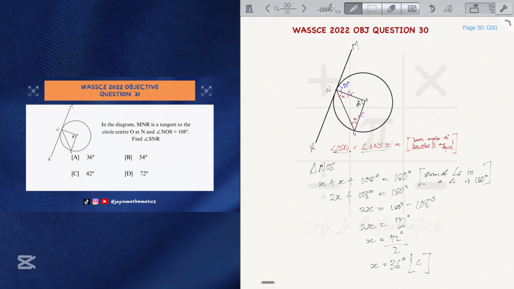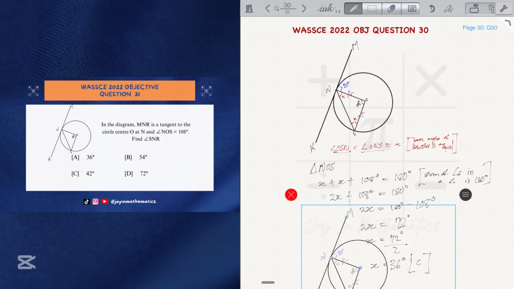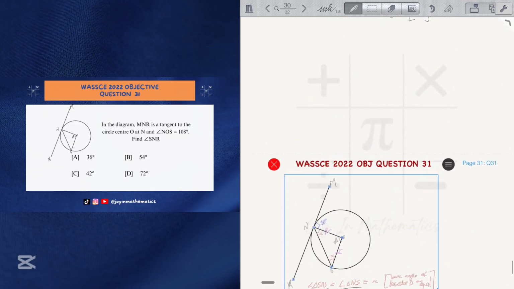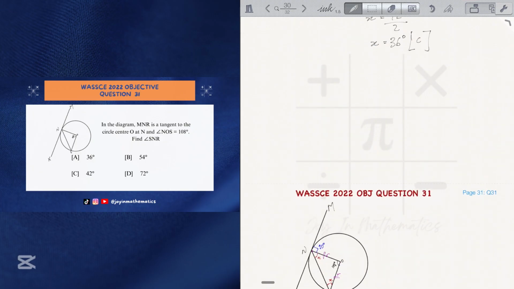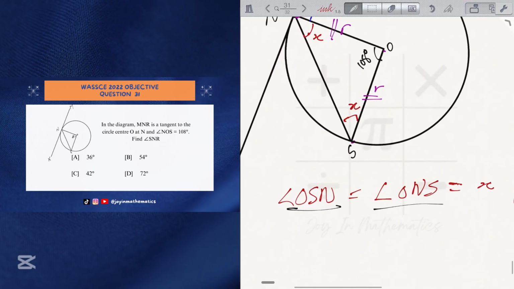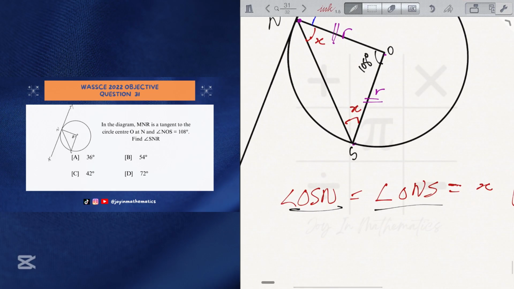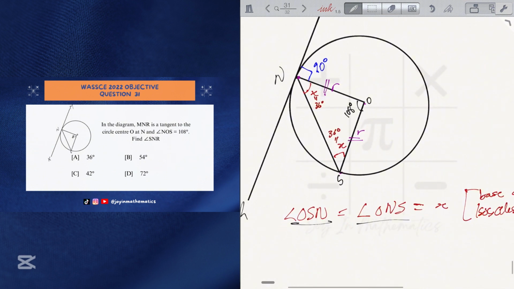So let's just duplicate what we have here and move to the next page. Duplicate, so that will solve question 31. If you recall, in question 30, we found X to be equals to 36 degrees. So let's apply that: wherever we see X, we say it's equals to 36 degrees.